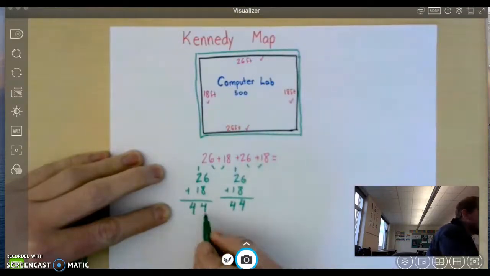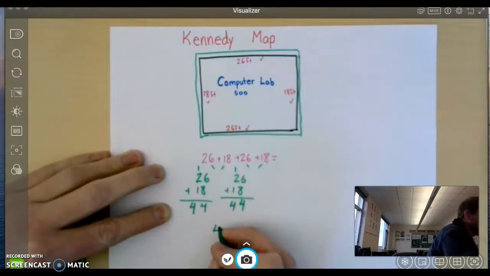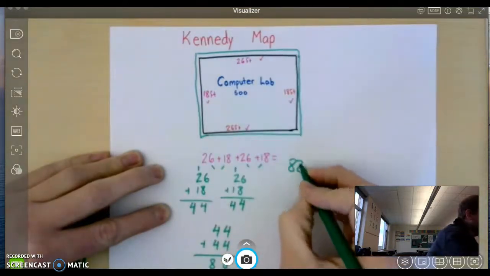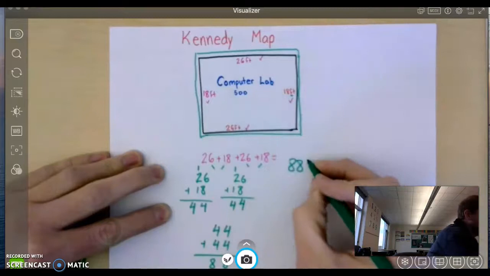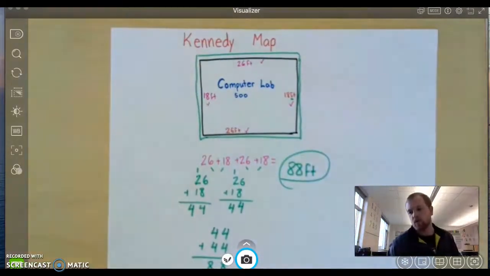So now I'm left with 44 and 44, and I know that I need to bring those back and add those together. So I'll take 44 plus 44. 4 plus 4 is 8, and again, 4 plus 4 is 8. So my total distance around now would be 88, and then my unit would be feet. Okay, so that would be one way to solve my perimeter.